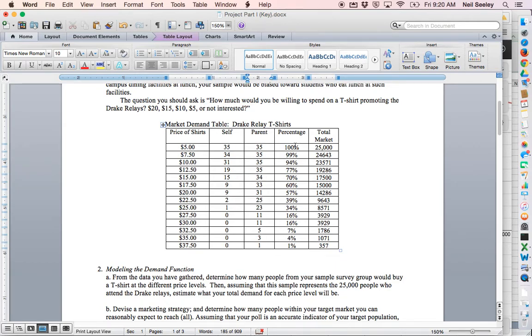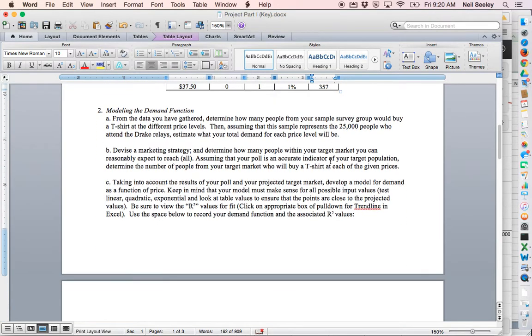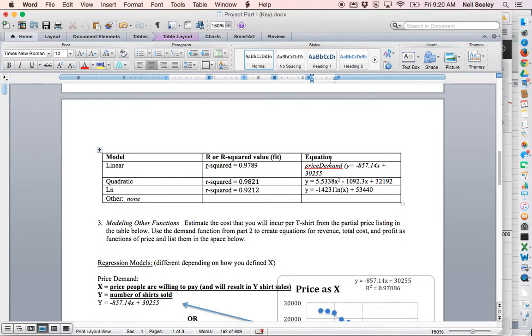What we did then is said, hey, the percentage of people willing to buy at those prices, that was a nice thing to find. So a percentage out of 70 total. Okay, so that's where I got that from. And then multiplied that by 25,000 over here to get a total, saying, hey, 25,000 people show up to relays, which is kind of a general number on a given day. How many shirts would we sell? So that's where we got this from.